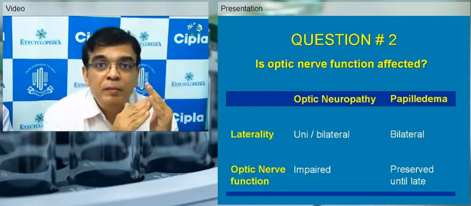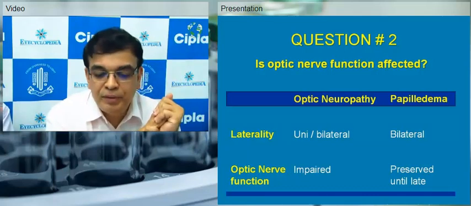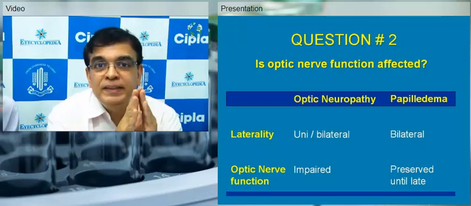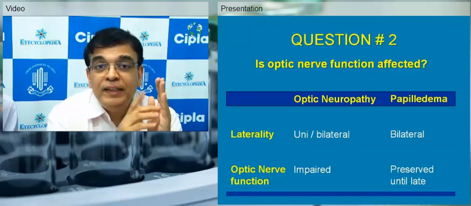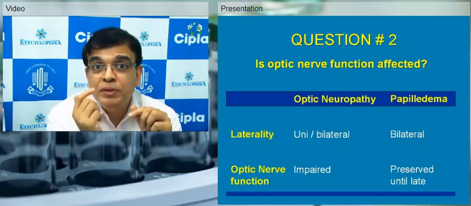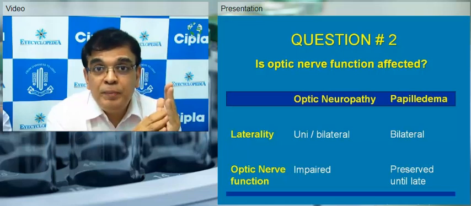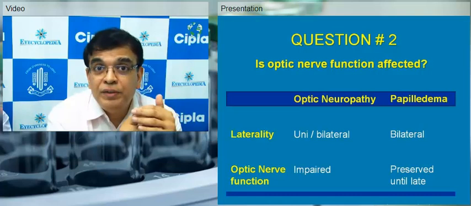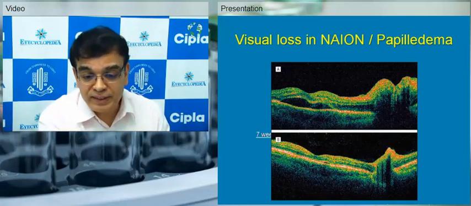Conversely, in optic neuropathy, vision is usually affected right from the beginning, and that should really help you. The laterality is also important. For all practical purposes, please consider that papilledema is always a bilateral condition. It may be asymmetric. One disc may be more swollen than the other, but it will always be bilateral. Whereas in optic neuropathy, it may be bilateral, but quite commonly it is unilateral. So if you see a unilateral disc swelling, definitely it is not papilledema or disc swelling due to raised ICP.